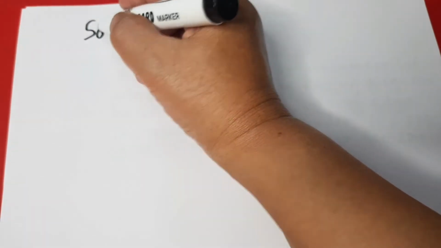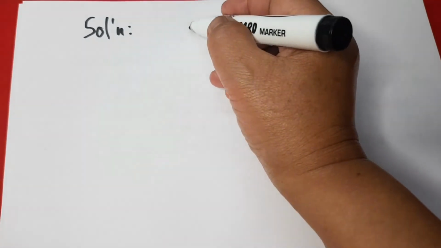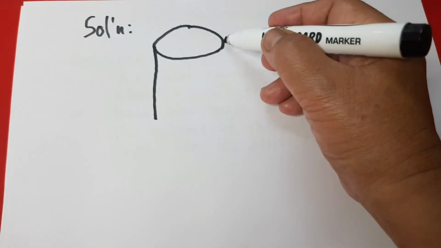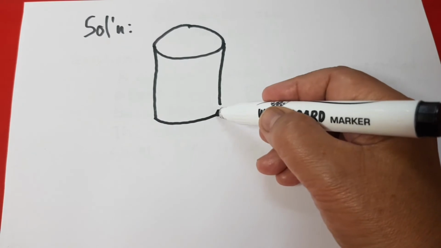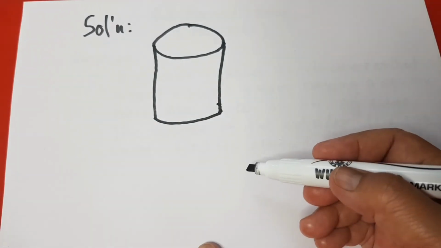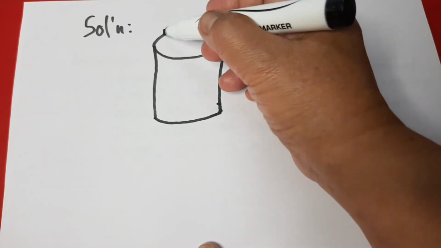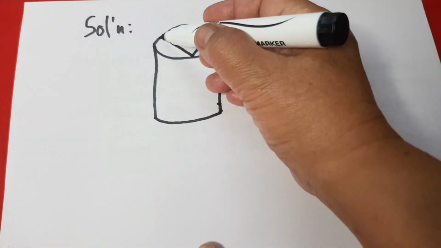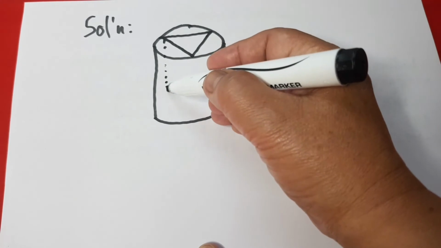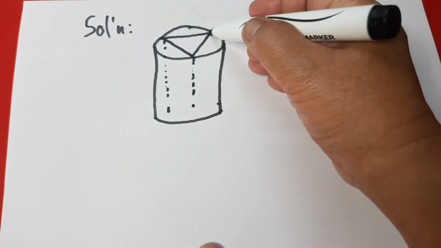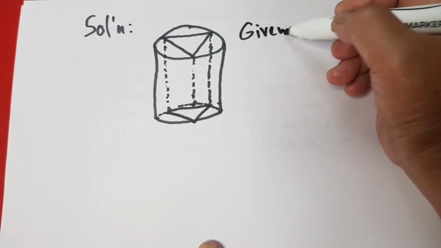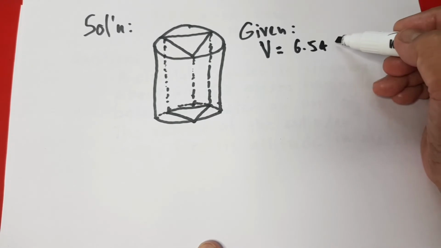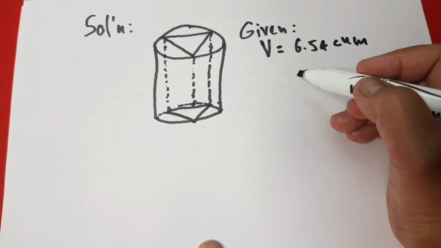So to solve this, we have to make a rough sketch of the cylinder. This is the top view. Now here there is of course a triangular prism. What is given here is the volume, which is equal to 6.54 cubic meter. This is the volume of the cylinder.